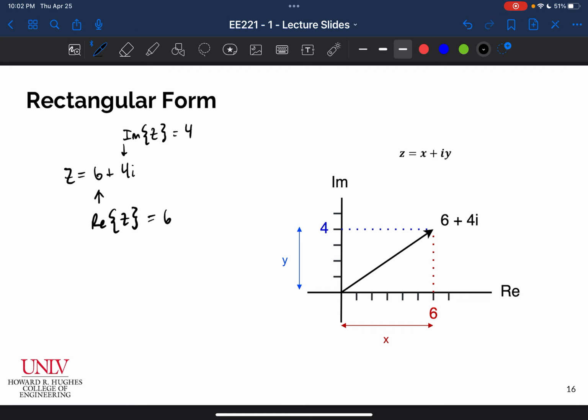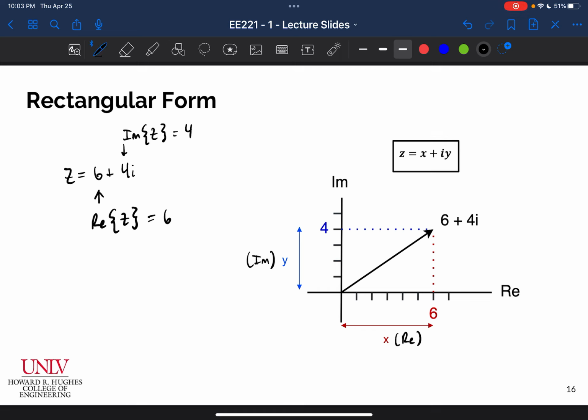And so what I'm looking at when I look at rectangular form is basically just the x coordinate, which in the complex plane happens to be the real coordinate, and the y coordinate, which in the complex plane happens to be the imaginary coordinate. That's just the way that we write numbers in rectangular form, right? And so that's what I have written right here, that z is equal to x plus iy.